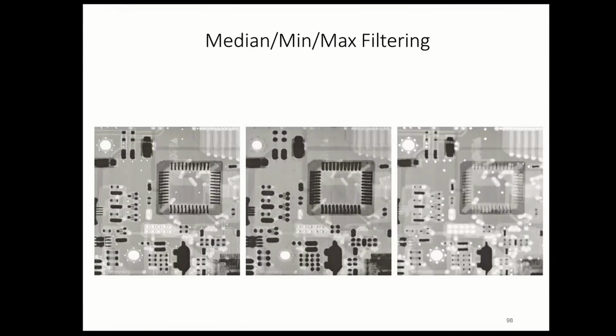So you can see the median, this is min, and this is max. Which one is better and why? Median is better, and why not the others? What's the problem with min, and what's the problem with max? In general, the min becomes darker and the max becomes brighter. That's why for salt and pepper noise together, the median is good. But if only salt or only pepper is there, then I can use min or max.